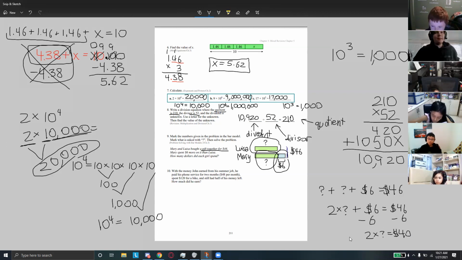Well, the problem is I want to know what just 1 question mark is equal to. What is just 1 question mark equal to? Well, 2 question marks is equal to $40. I don't want to know what 2 question marks is equal to.